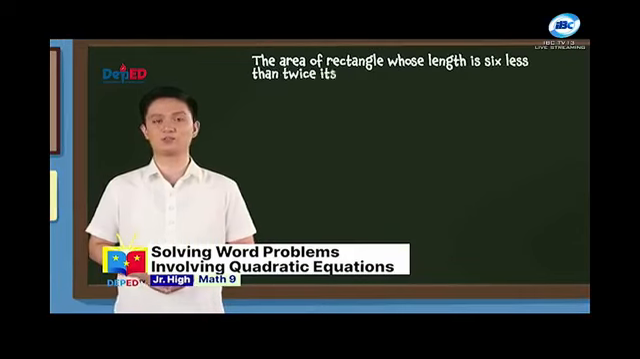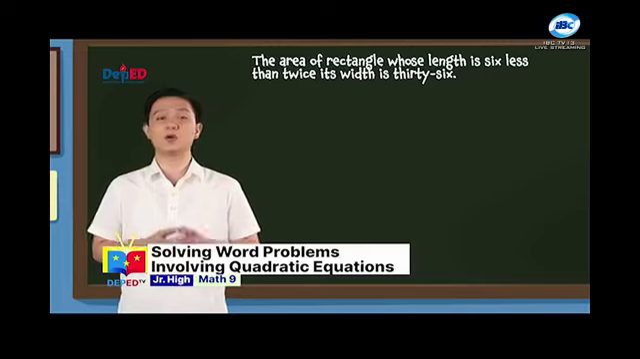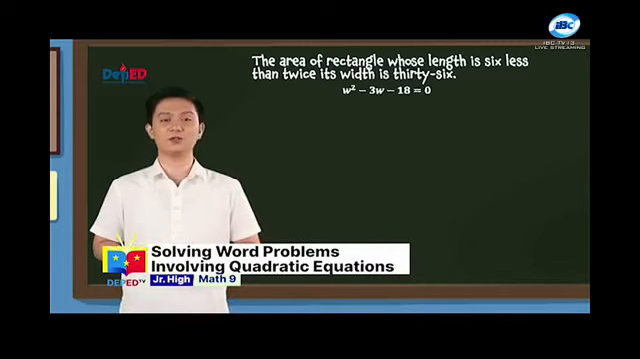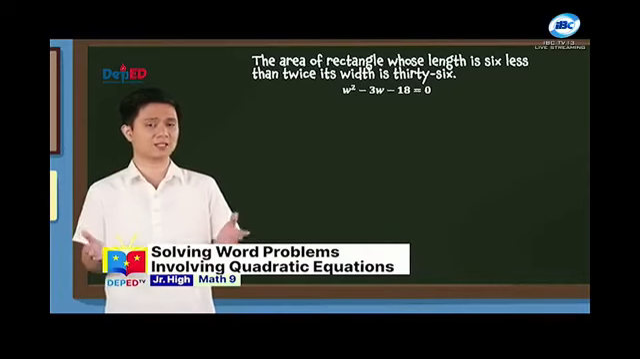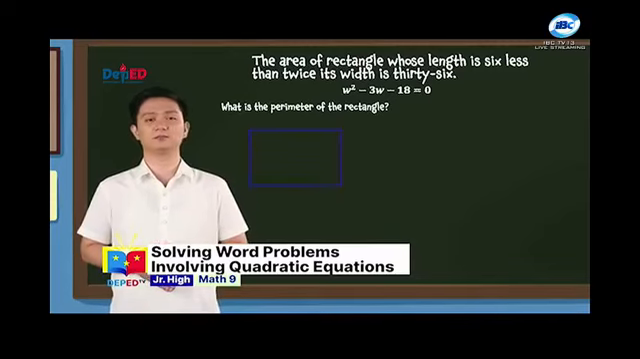Verbal sentence number 3. Just like verbal sentence number 1, it also involves area of a rectangle. It has been translated into the equation w squared minus 3w minus 18 equals 0. Now, what if the question we have to answer is this? What is the perimeter of the rectangle?